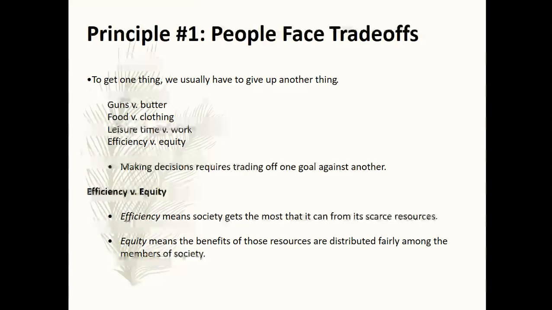That means that the economy or the society can efficiently use its scarce resources to get the maximum of the output. That is efficiency. And next is equity. Equity means the benefit of those resources are distributed fairly among the members of society. It means that benefits obtained from scarce resources are distributed fairly among different sections of economy.